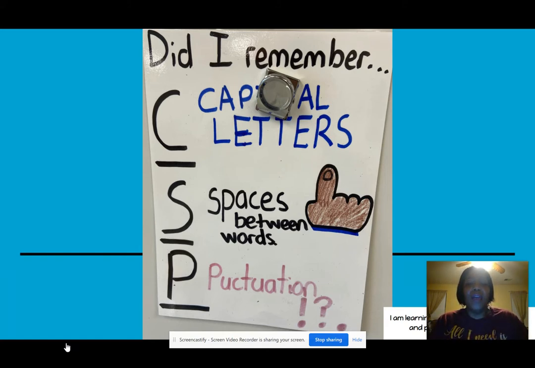We also have to have spaces between words. So spaces, this is the S for spaces, spaces between words. Because if you have all of your words jumbled up, it's going to be hard to read. And then punctuation. This is the P for punctuation. Punctuation is going to be mostly found at the end of every sentence. Sometimes it's in the middle of a sentence, but we're going to work on exclamation marks, question marks, and periods. Kindergartners, you've got a lot of work, so let's get going.